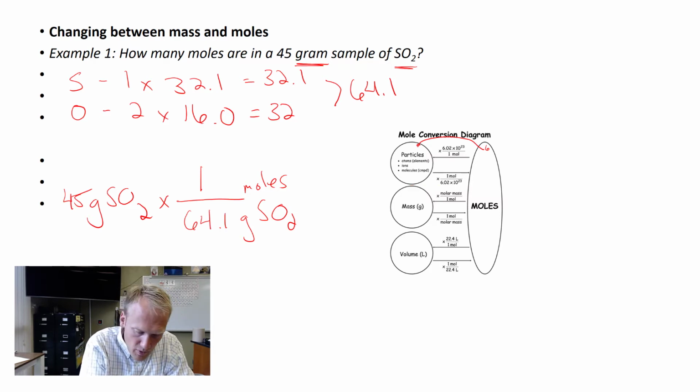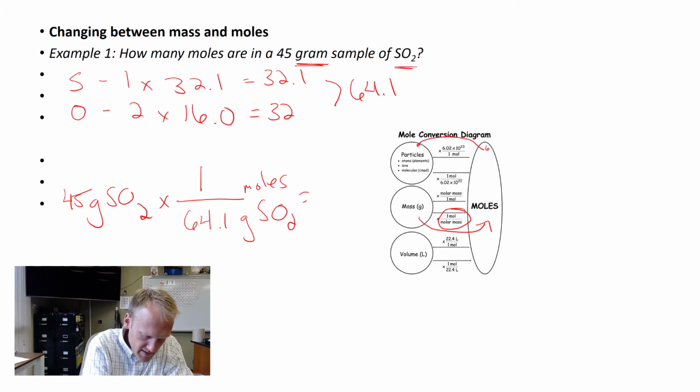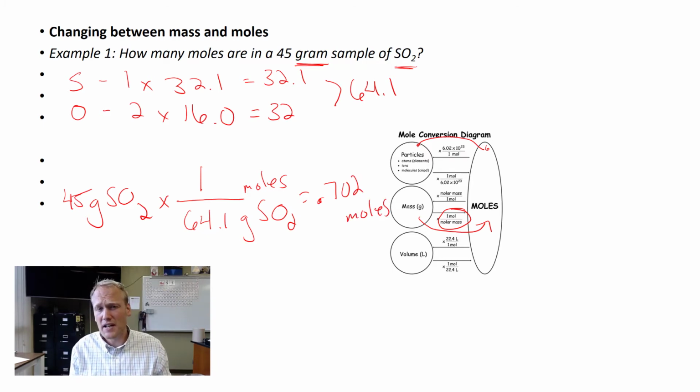In other words, I'm going from mass to moles, and therefore I should be using 1 mole over the molar mass, which is exactly how I have it set up. The way you'd put this into your calculator is 45 grams divided by 64.1, and that would give us 0.702 moles. So it's very similar to using Avogadro's number, it's just we're using the molar mass instead.